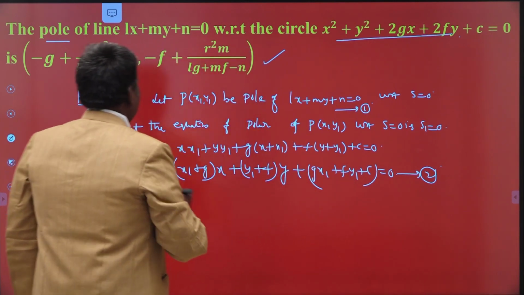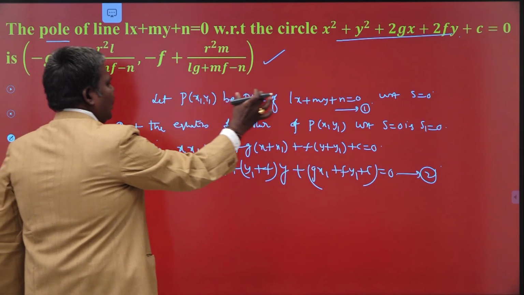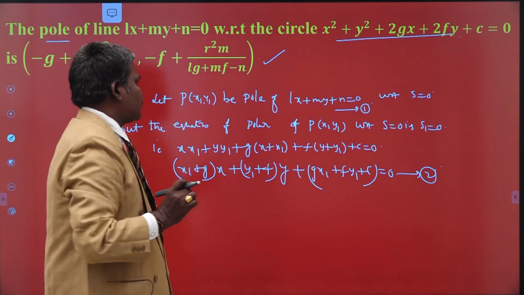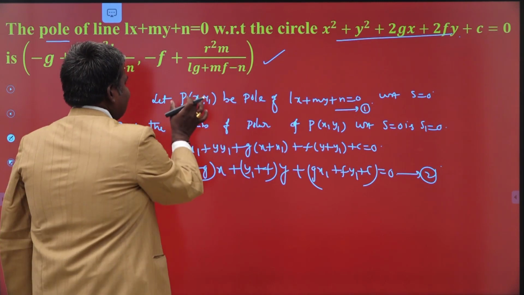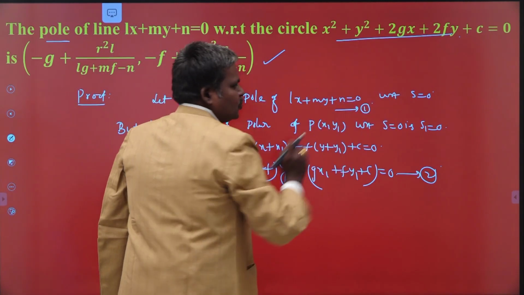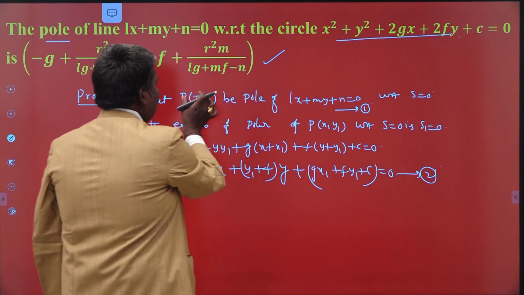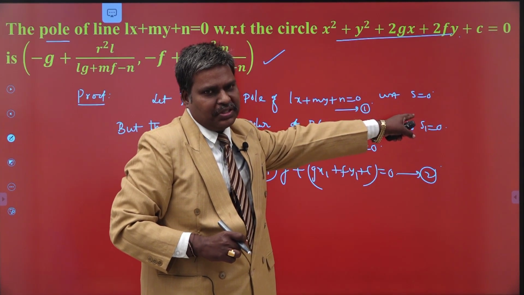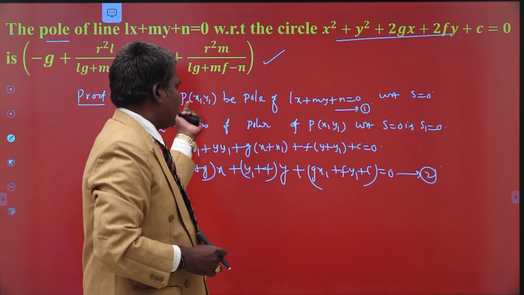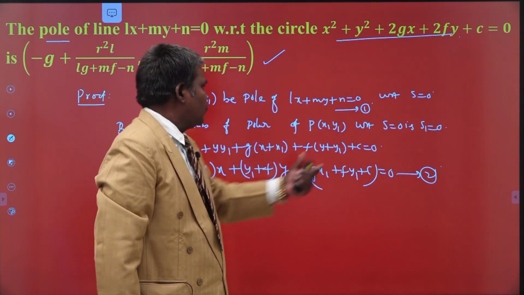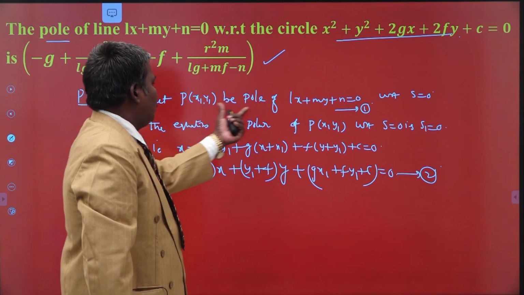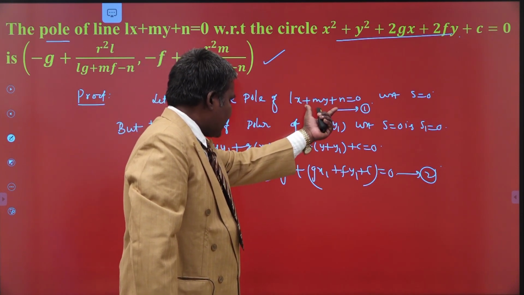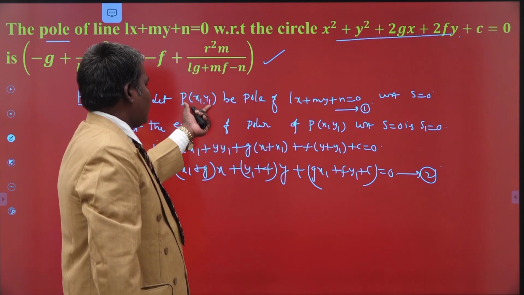This is the main step here. Suppose some point is the pole of some line with respect to the circle, that line is the polar of the point with respect to the circle. If X is wife of Y with respect to some house, then Y is husband of X with respect to the same house. In this manner, wife and husband, with respect to the house. So, P(x1, y1) be the pole, then Lx plus My plus N equal to 0 is your polar, then this line is polar of that point P(x1, y1).